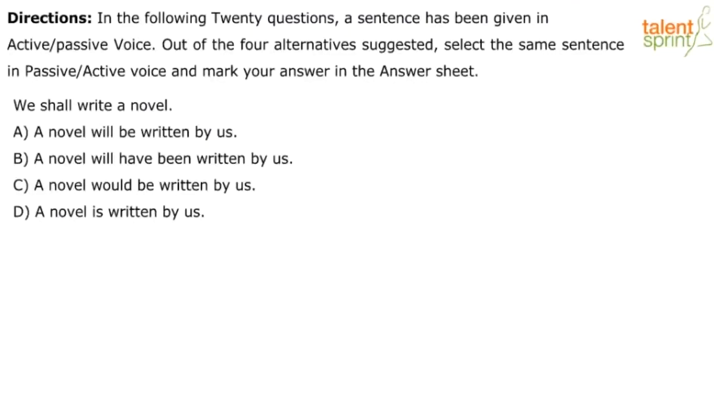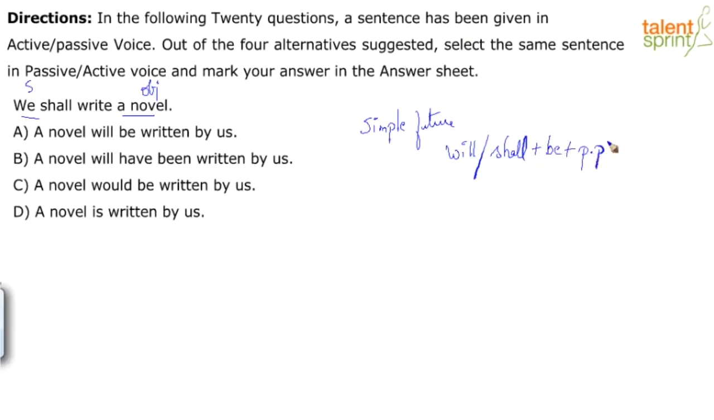"We shall write a novel" is in the simple future tense. So when you're changing active to passive, obviously this is the subject and this is the object. So the object becomes the passive subject, right? And when you're changing that, don't get confused with direct indirect speech rules. For active passive voice, will doesn't change to would. When you're changing from active to passive voice, the construction is either will or shall plus be plus the past participle of the verb. So write, wrote, written. Right?